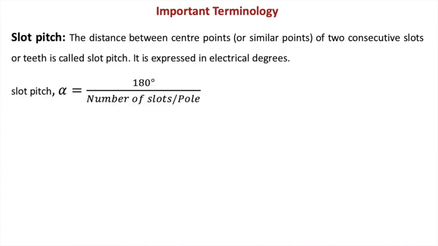What is a slot pitch? The distance between the center points of two consecutive slots or teeth is called the slot pitch. It is expressed in electrical degrees and slot pitch alpha is equal to 180 degrees divided by number of slots per pole. So as we have defined before, we had the number of slots per pole as 6. So alpha will be 180 divided by 6, that is 30 degrees.